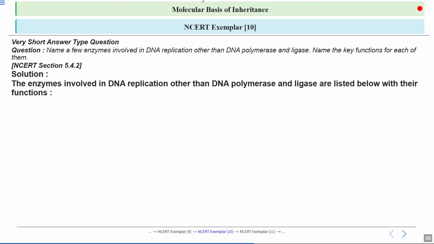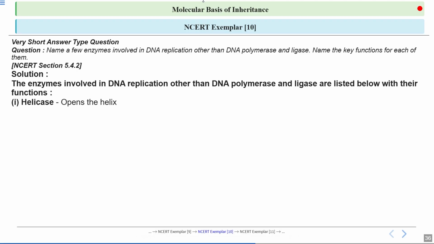So, enzymes involved in DNA replication other than DNA polymerase and ligase are, first one is helicase. Helicase will open the helix. First of all, the unwinding of DNA is required. DNA is double stranded, so it has to be opened. This is known as unwinding of the DNA. This is done by the helicase enzyme.